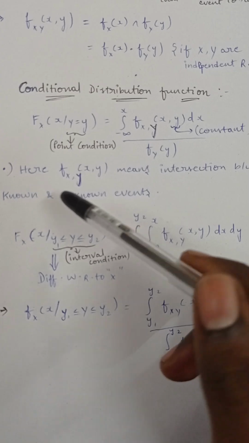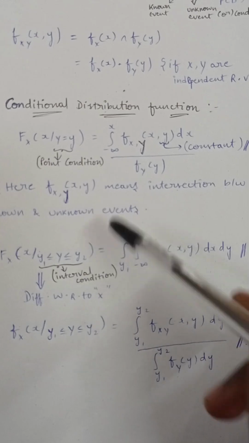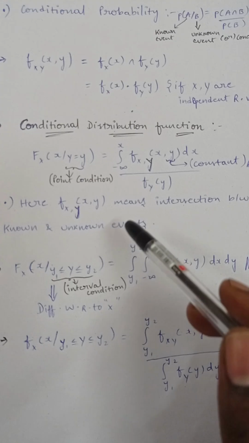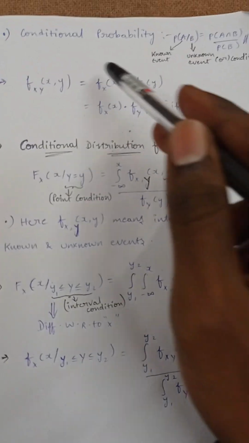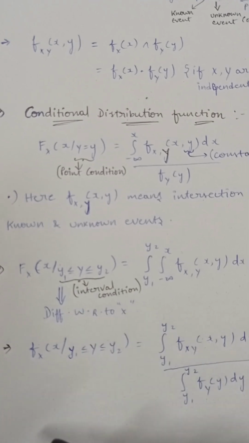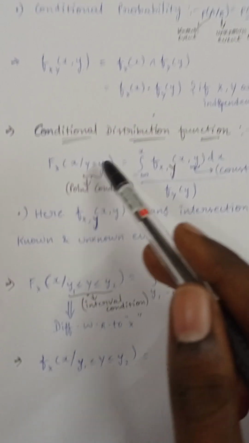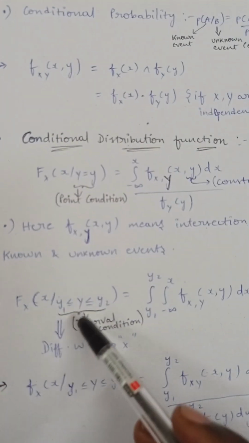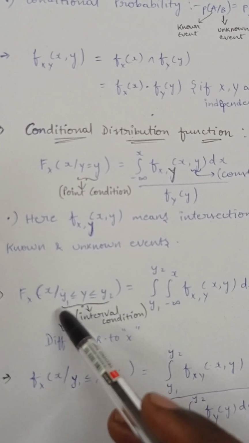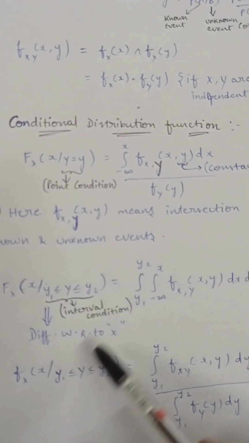Now here we can see that f of x comma y of x comma y means the intersection between known and unknown events. So the statement tells about these two lines. When we look at the interval condition, the difference is that the unknown event or condition is in a continuous range, in between a finite range which consists of the lower limit y1 to the upper limit y2.